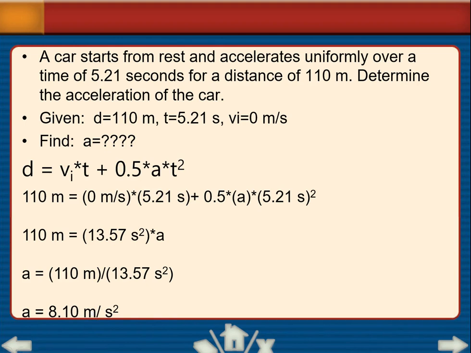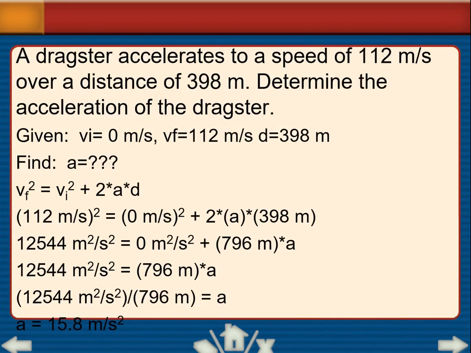Okay, the third practice problem. A little bit more complex. Okay, a dragster accelerates to a speed of 112 meters per second over a distance of 398 meters. Determine the acceleration of the dragster. So we're still looking for acceleration now. We know our initial speed, we know our final speed, and we know our distance. So we don't know a time. We can't solve for anything using time because we don't have it.